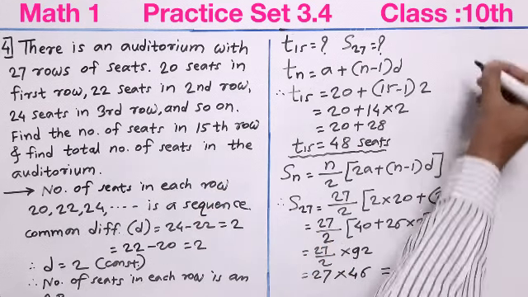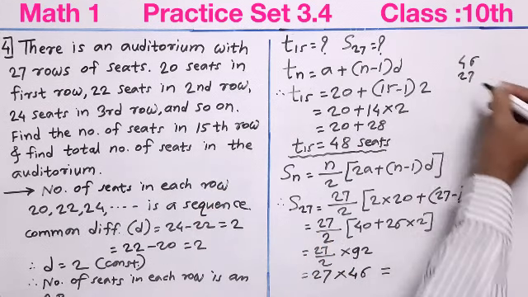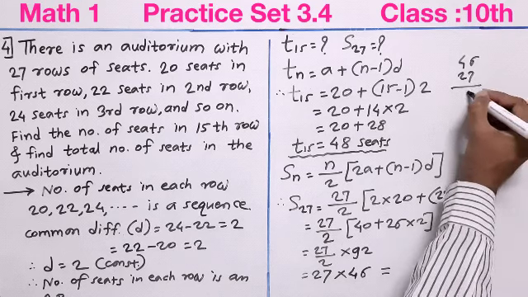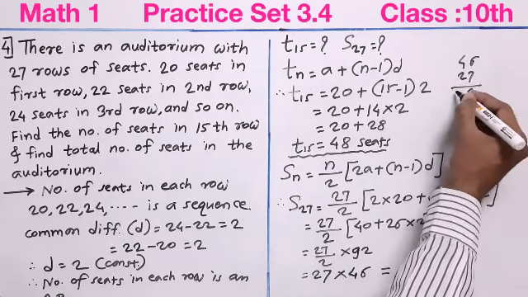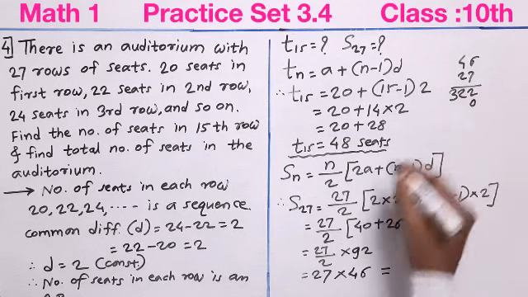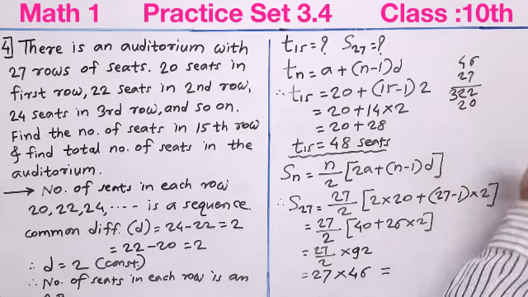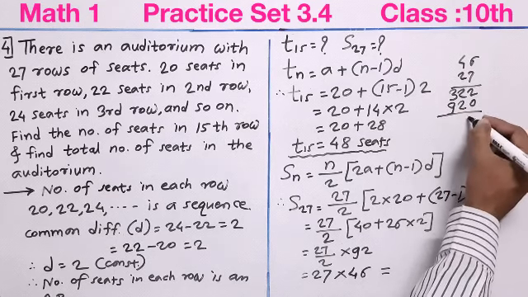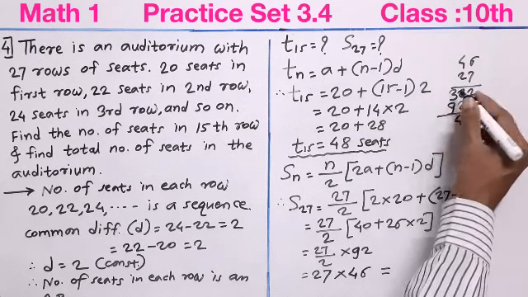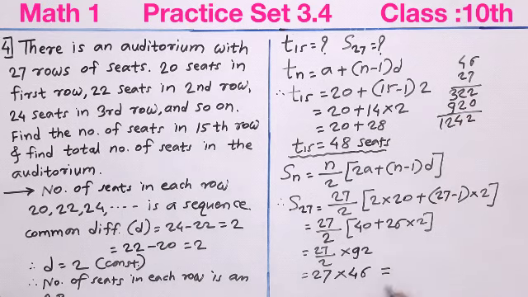So how to do this multiplication? 46 multiplied by 27. 7 6s are 42, carry 4. 7 4s are 28, 28 plus 4 is 32. 0 will be here. 2 6s are 12, 2 carry 1. 2 4s are 8 plus 1 is 9. Now this addition will give us 2. 2 plus 0, 2; 9 plus 3, 12. So there are 1242 seats in the auditorium. So this is our second answer.